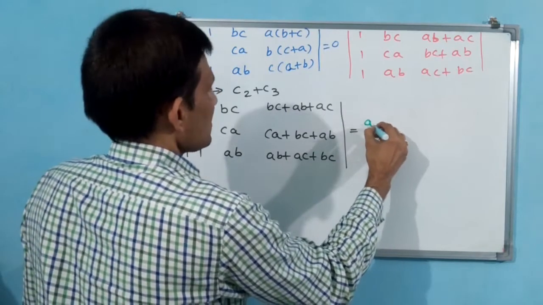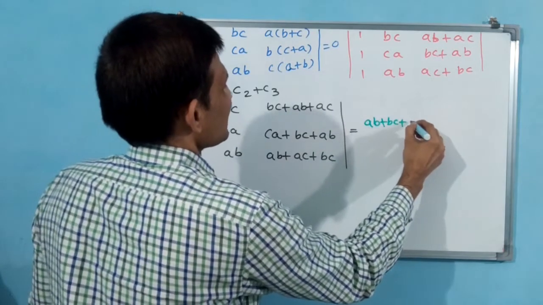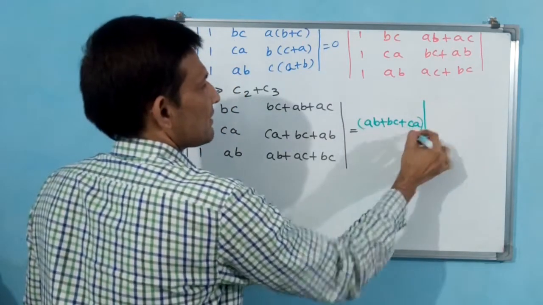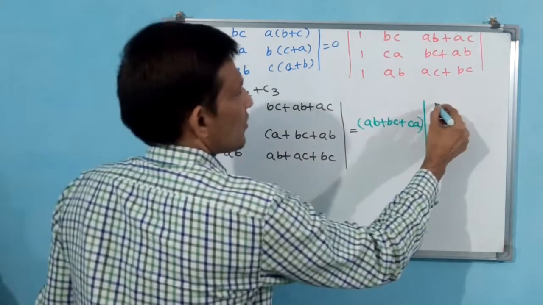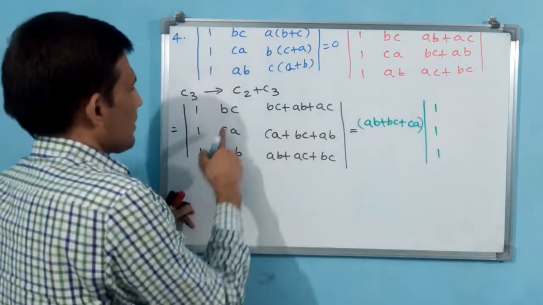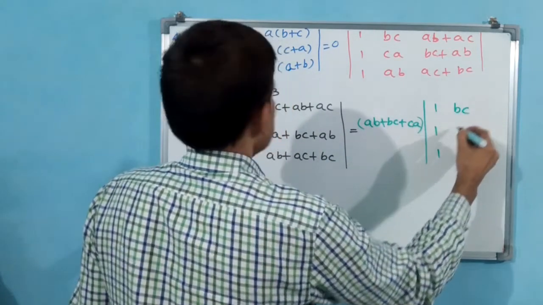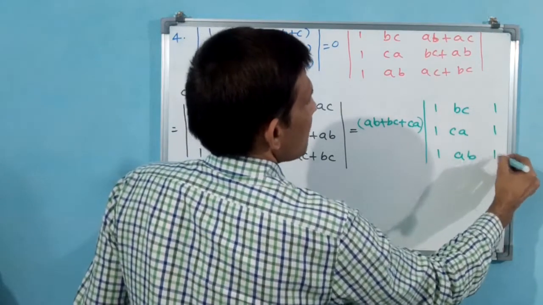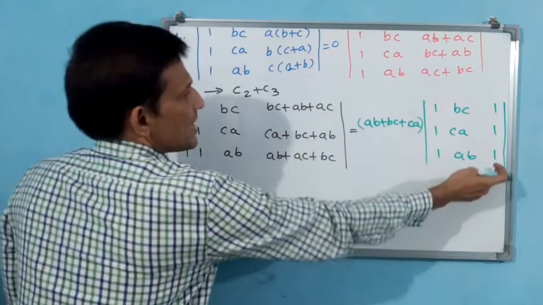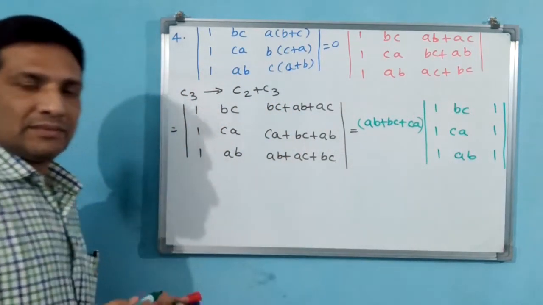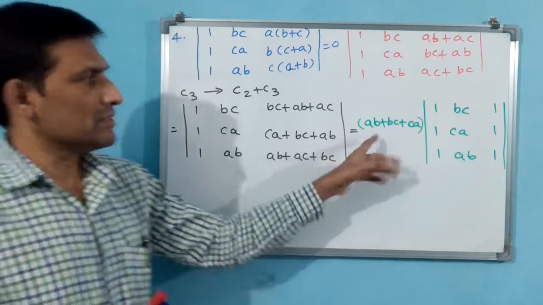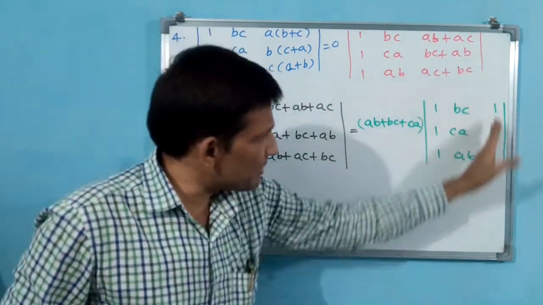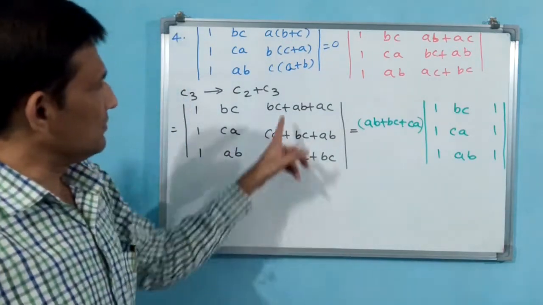What I am taking? AB plus BC plus CA. If I take it outside as a common, then this column anyway is 1 1 1, but this column is BC, CA and AB, and the third column is going to become 1 1 1. Why? Because from here AB plus BC plus CA we have taken common. If you multiply by a scalar k, you can multiply this row, this entire column.